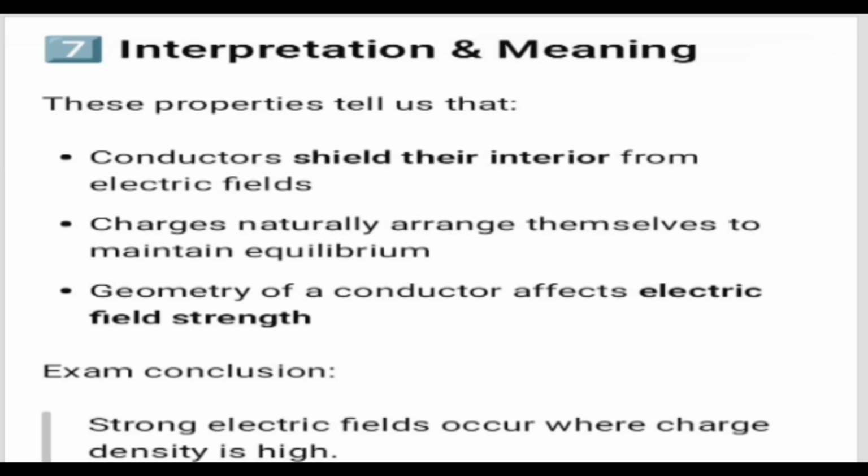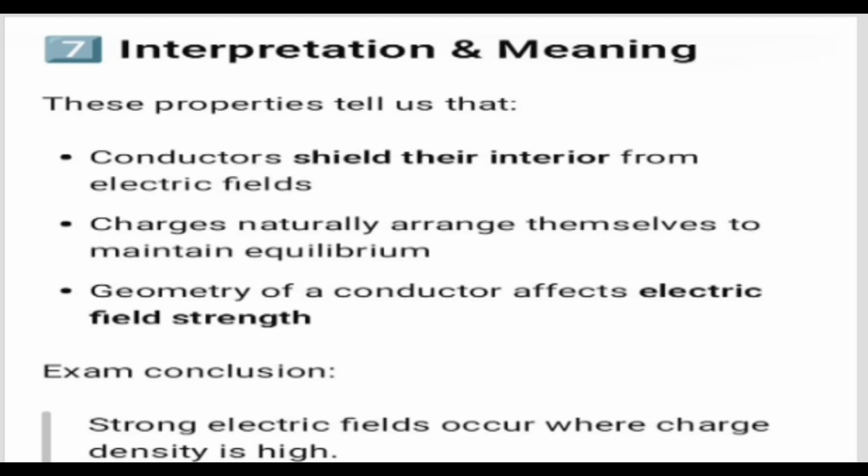Conductors shield their interior from electric fields. Also, charges naturally arrange themselves to maintain equilibrium. For example, if they are all positive, they will try to repel, and at the end they arrange themselves. Also, the geometry of a conductor affects the electric field strength. So the conclusion is that strong electric fields occur where charge density is high.